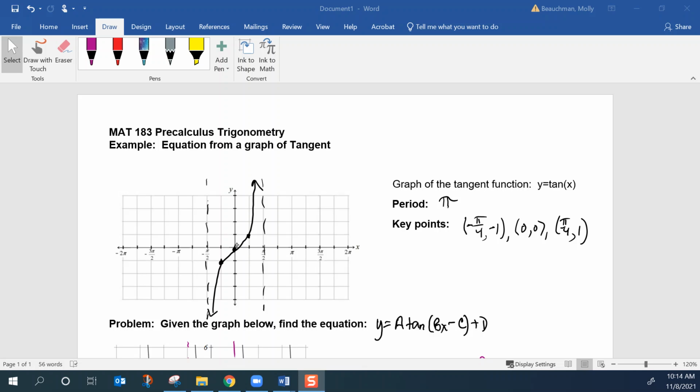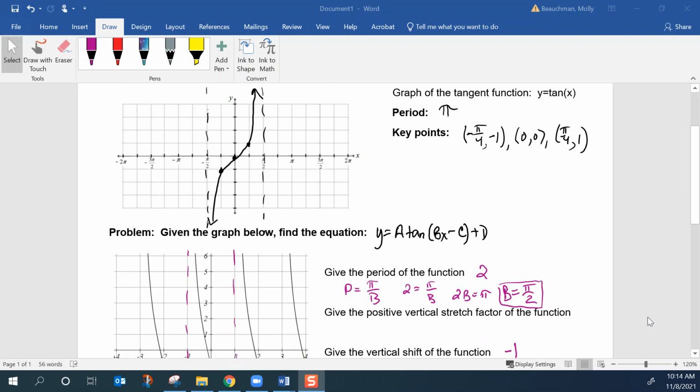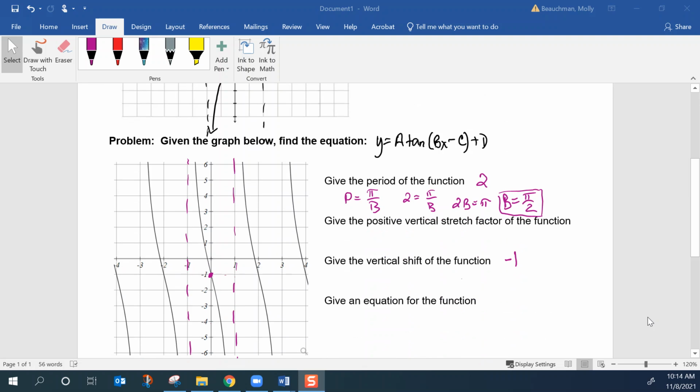The key points are at negative halfway in between, negative pi over 4, negative 1, 0, 0, and halfway in between, pi over 4, positive 1. So what we're trying to do is figure out how this particular graph and the key points are altered or transformed to give you the new function. So in the new function, if we're given a graph, find the equation of tangent.